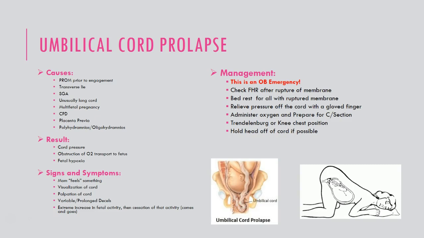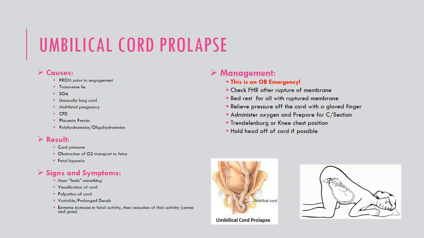People who have unusually long umbilical cords, or multifetal pregnancies, if there's some type of cephalopelvic disproportion, or a placenta previa, because the placenta is implanted closer to the cervix than what you would normally find. And individuals that have polyhydramnios or oligohydramnios are also at risk for this. The result is that the presenting part will place pressure on the umbilical cord and basically asphyxiate the fetus, cut off oxygen supply. The mom will report to you that she feels something down there.